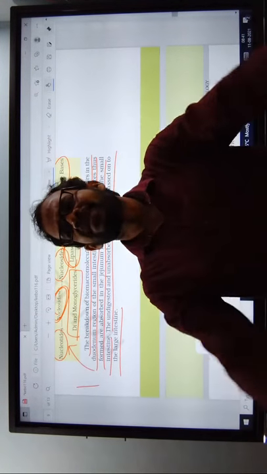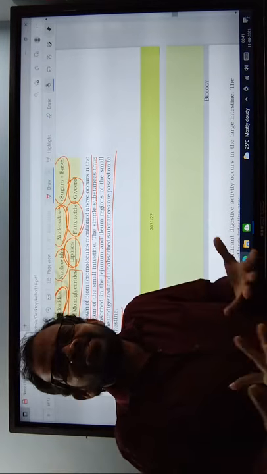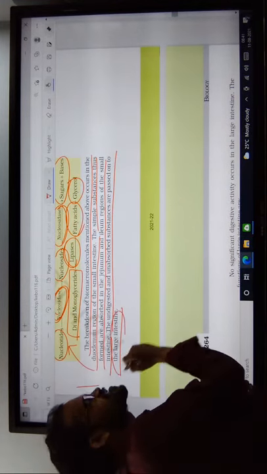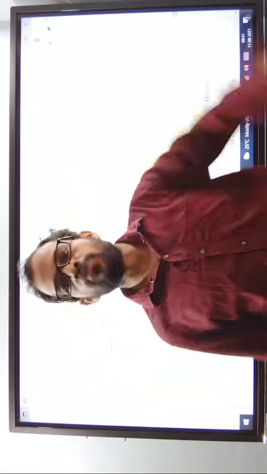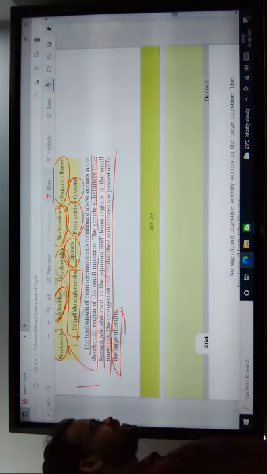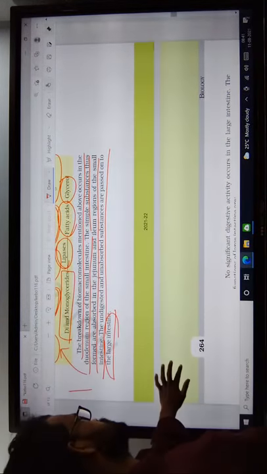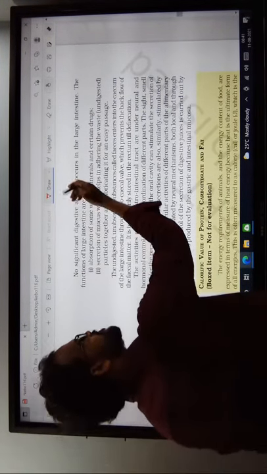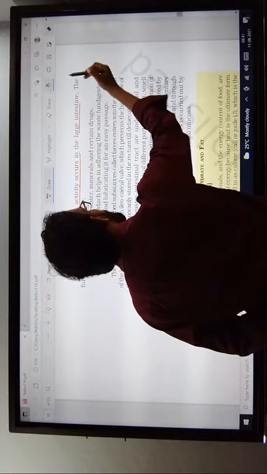The maximum reabsorption takes place in the small intestine. Undigested waste material passes into the large intestine, from the large intestine to the rectum, from the rectum to the anus, and from the anus to the outside of the body. Okay, next one. There is no significant digestive activity in the large intestine.